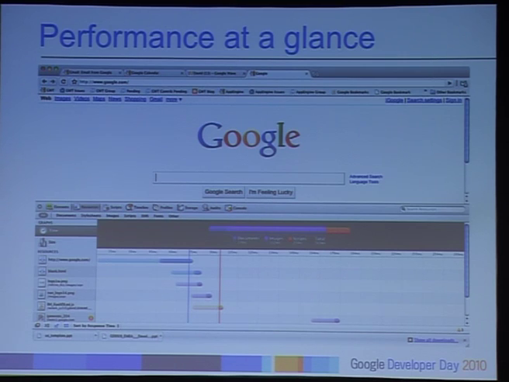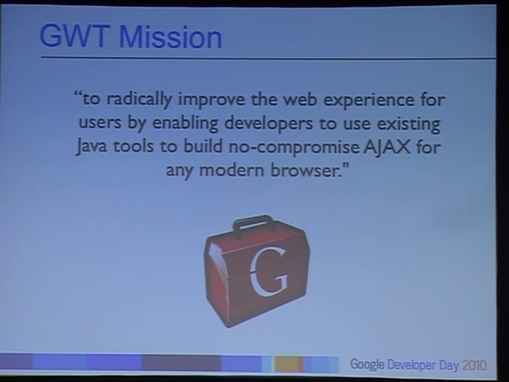So why do we use GWT? It's to radically improve the web experience by allowing you, developers, to use Java tools to build no-compromise, rich client web apps. GWT's sweet spot is when you want to build an application that feels like a desktop application, but runs in a web browser. So now that the room is almost full again, let me ask again, how many people have used Google Web Toolkit?